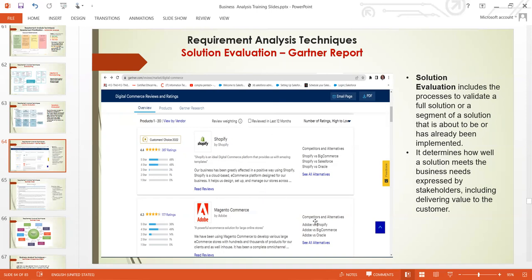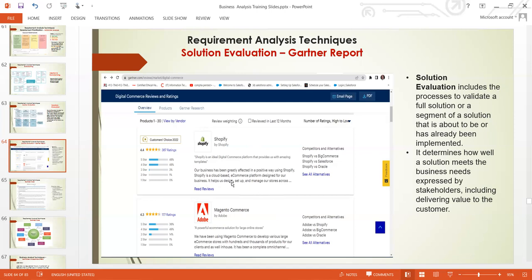Though we don't have time, let's look at Gartner to see how it works. If you go to Gartner.com and you are looking for an e-commerce solution, just type e-commerce solution or digital commerce. It brings out all the e-commerce solutions for you to choose from. To choose, you look at their rating, their ranking, and you can compare two solutions against alternative solutions within Gartner to make a choice of the best solution that meets your requirements. That's how we use Gartner to help us do our solution evaluation.